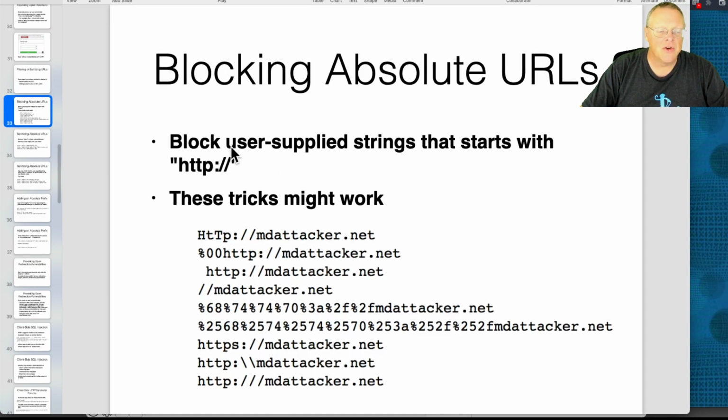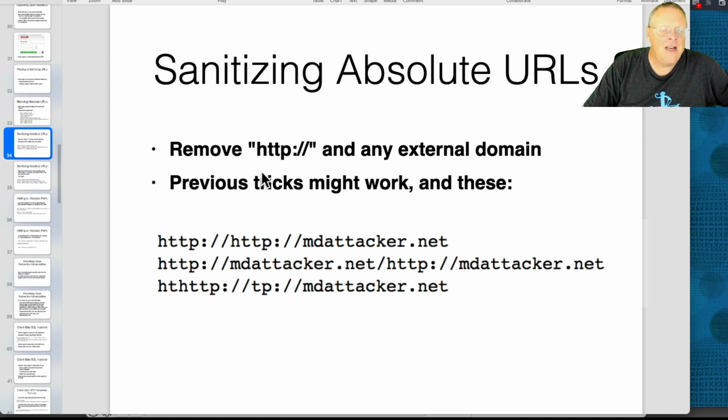For example, if you block user-supplied strings that start with HTTP, you might be able to sneak it by with the old tricks like null bytes, or even just 2 backslashes, or encoding the HTTP, or double encoding the HTTP, or using HTTPS instead, or backslashes, or 3 forward slashes. You know, any modified version of it might slip through. And if they're going to remove HTTP in any external domain, you can maybe just duplicate things, or you put it in twice. So when they remove one, there'll be one left. Put in the HTTP twice, that sort of thing. Any of these modified versions might slip through a filter.